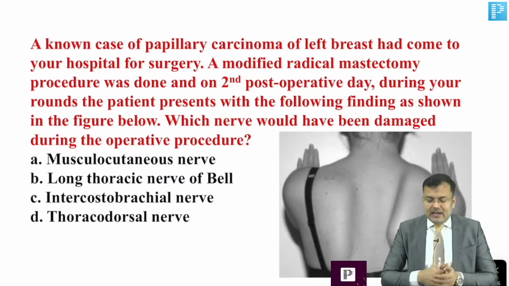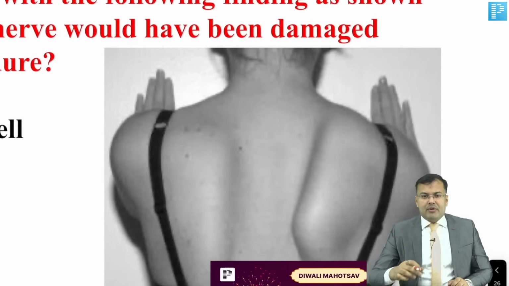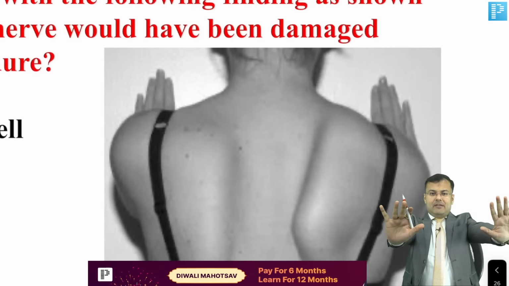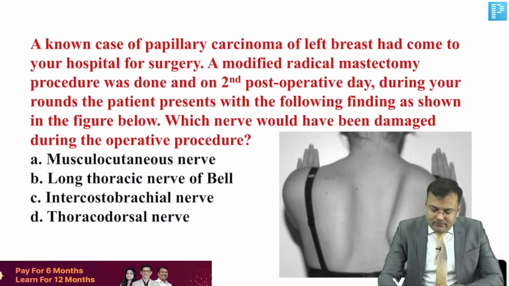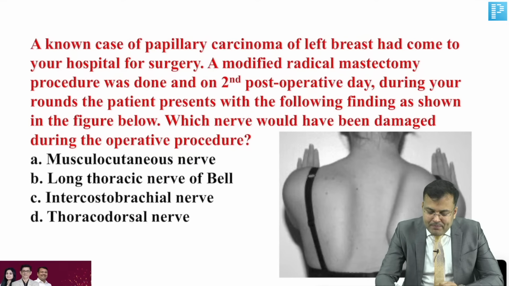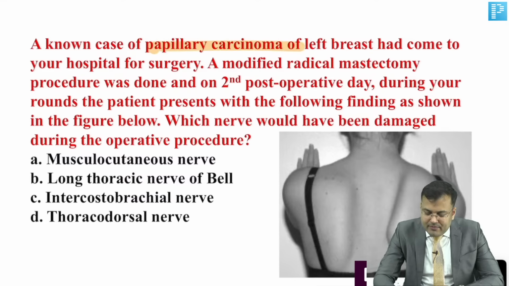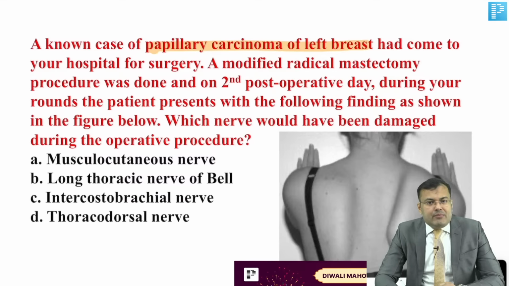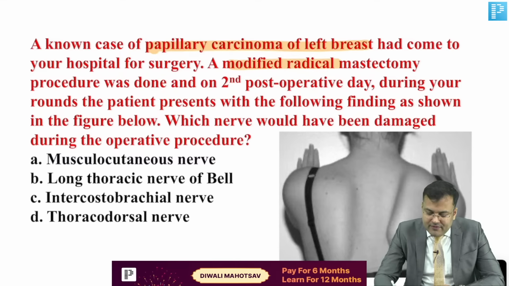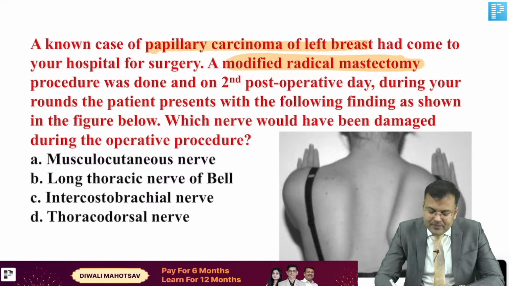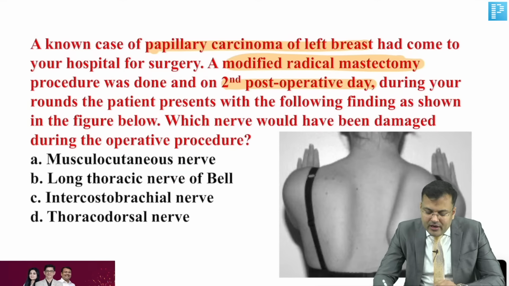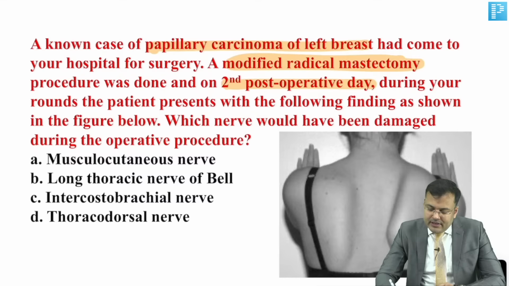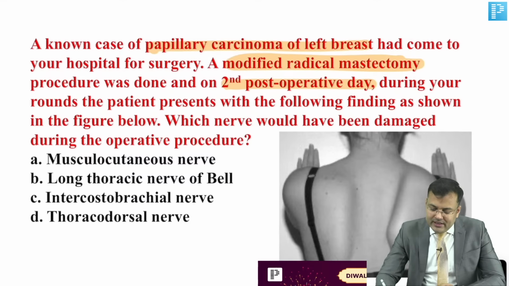Very easy question, guys. First you see this. What's the problem here? This patient is having winging of scapula. Now, see why. Patient is having papillary carcinoma of left breast. Patient came to your hospital for surgery after modified radical mastectomy, MRM. Procedure was done. On second post-operative day, on your rounds, patient presents with the following finding as shown in the figure below.